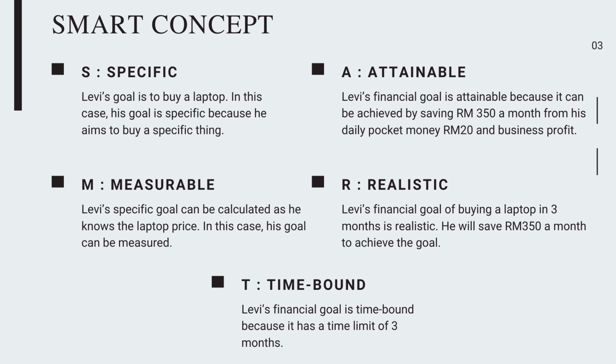A, attainable: Levi's financial goal is attainable because it can be achieved by saving 350 ringgit a month from his daily pocket money of 20 ringgit and business profit. Realistic: Levi's financial goal of buying a laptop in 3 months is realistic. He will save 350 ringgit a month to achieve the goal. And lastly, time-bound: Levi's financial goal is time-bound because it has a time limit of 3 months.